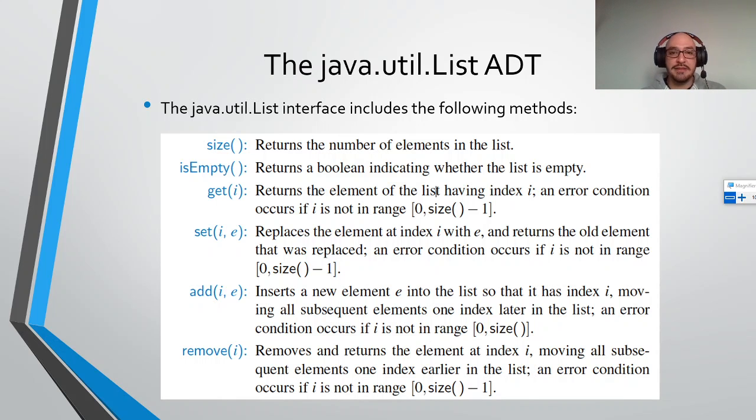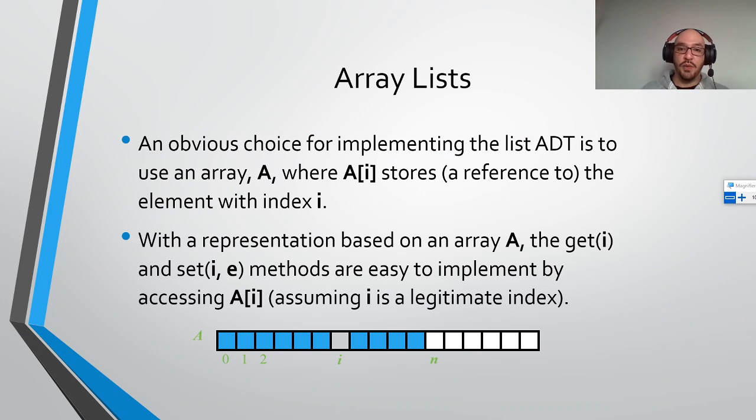Now, some of the methods that I have in the list, we're all already familiar with them. So would be, for example, the size would allow me to know how many elements I have in the list, whether it is empty or not, or if I want to get an element from the list given an index, if I want to replace an element at a given position, or if I want to add an element, or if I want to remove an element. So these would be some of the methods that a regular list will have.